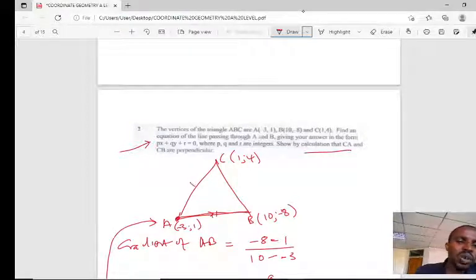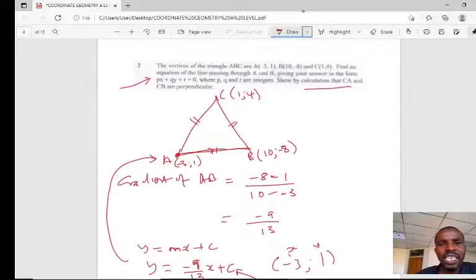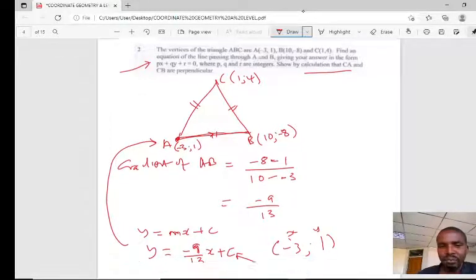CA is this one and CB is this one, are perpendicular. So you need the coordinates of this point. Let me rewrite them. A is minus 3, 1. So what you need is the coordinates of these points. A is minus 3, 1, B is 10, minus 8, C is 1, 4. So I want to show CA and CB.